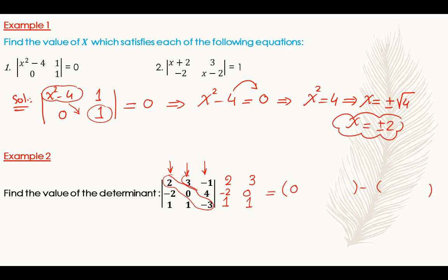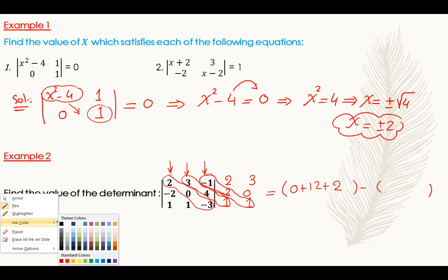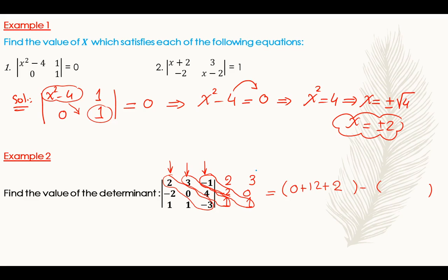2 times 0 times negative 3 equals 0. And we are going to multiply the second diagonal. 3 times 4 times 1 equals 12. And the last diagonal is negative 1 here, and negative 2 and 1. Negative 2 times negative 1 times negative 2 equals 2. So this is the first step. Then we are going to find the product of the other diagonals.